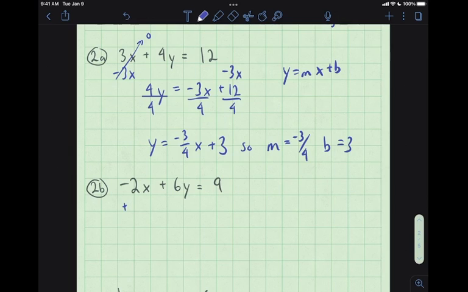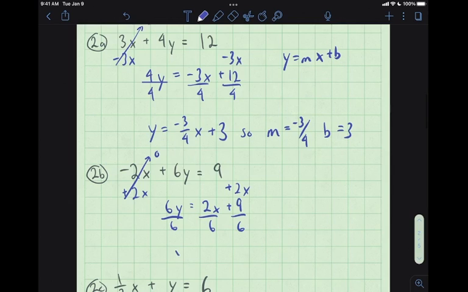Let's move the x term over, adding 2x to both sides. That made 0. 6y = 2x + 9. Divide both sides by 6. That means every single term by 6. y = 1/3 x, because that's 2/6 simplified, plus, we can simplify this too. We can go 3/2. So, following y = mx + b, m = 1/3, b, our y-intercept is 3/2.